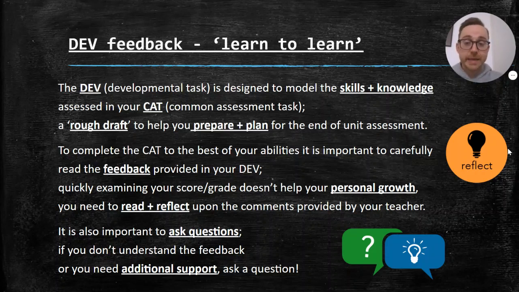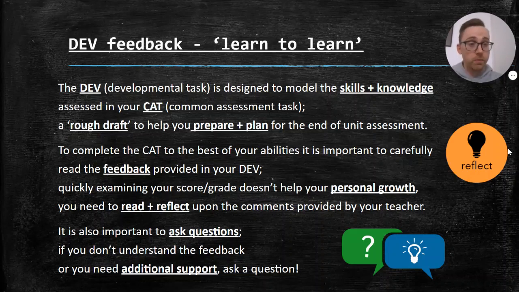So to complete the CAT to the best of your abilities, it's very important to carefully read the feedback provided in your dev. So quickly examining your score or grade doesn't help you. It gives you a single number that you're never going to use again. You need to read and reflect upon the comments provided by your teacher. That's the most important part of your feedback.